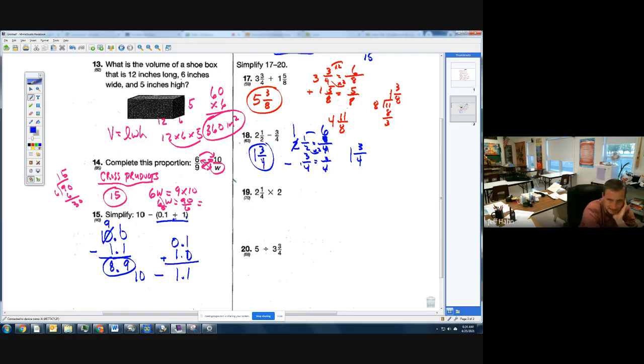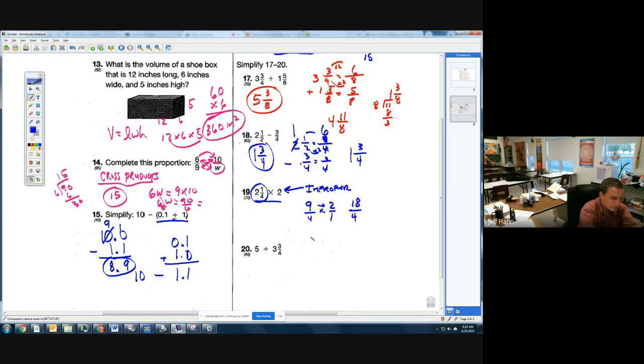Problem number 19, multiplying fractions. These are actually mixed numbers. Remember, the first thing you have to do is make them improper. That'd be a good thing to jot in your notes. 2 1/4. 2 times 4 plus 1 is 9/4. Make a whole number improper, you put it over 1. Then we multiply across. 9 times 2 is 18, and 4 times 1 is 4.